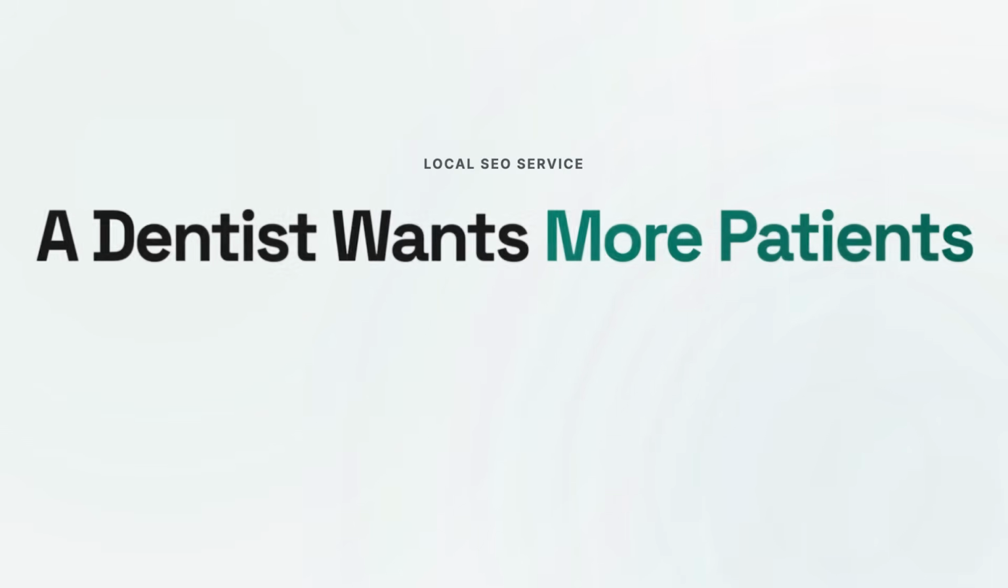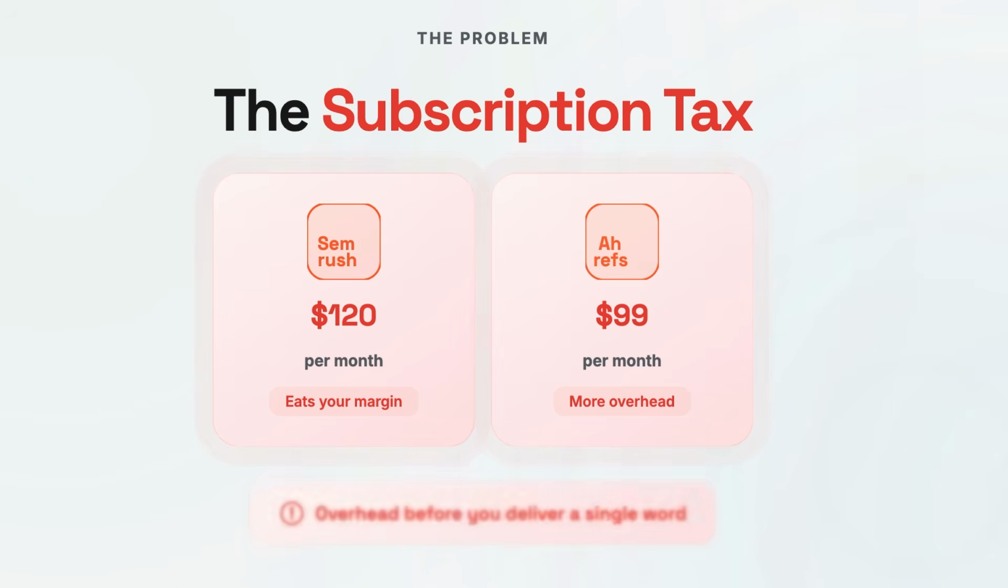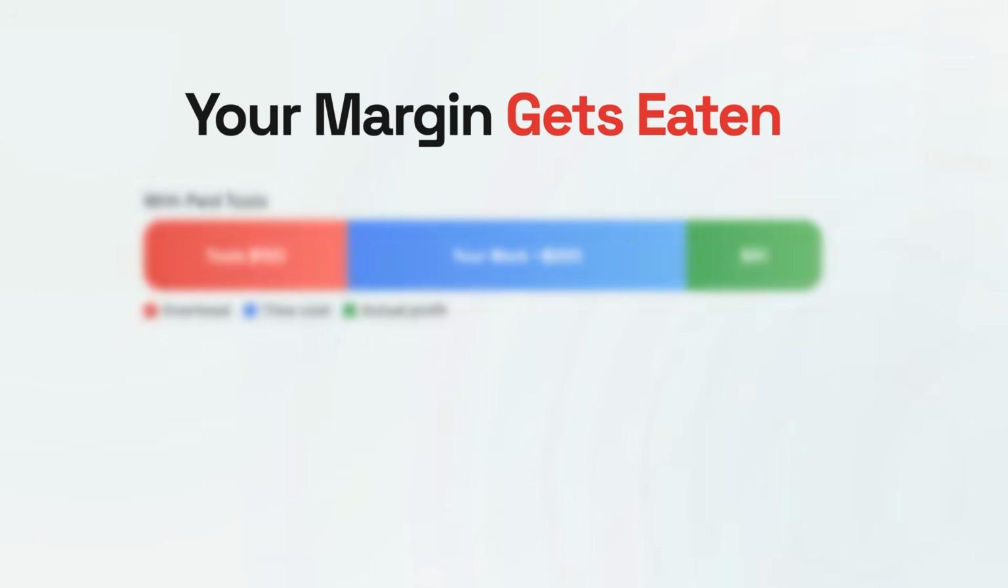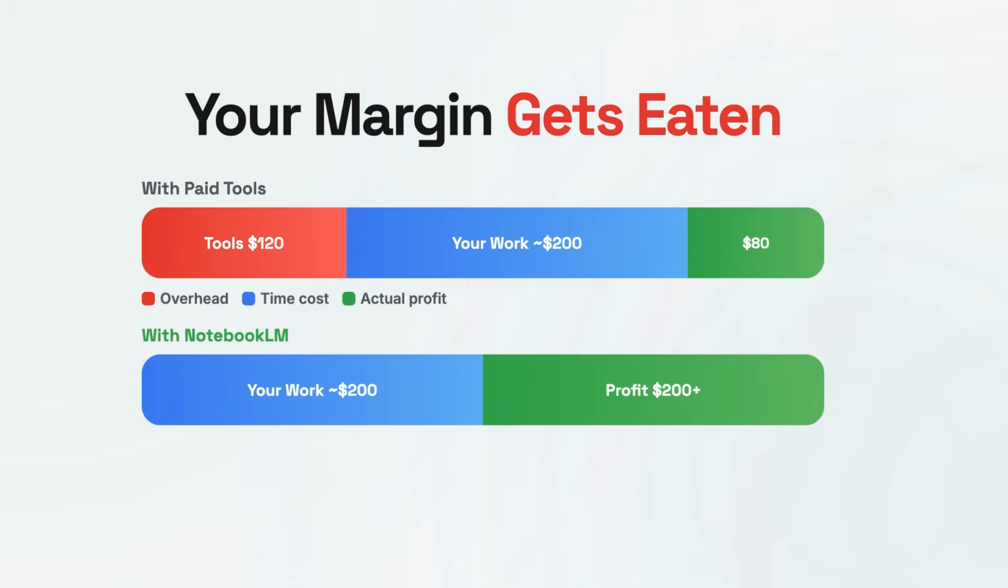A dentist wants more new patient bookings through search. You charge them $400 a month for an SEO retainer. Part of that retainer is keyword research and content strategy. Normally, you would need a SEMrush or Ahrefs subscription, $120 a month, to pull competitive keyword data, search trends, and content gaps. That is overhead eating into your margin before you have even delivered the work.